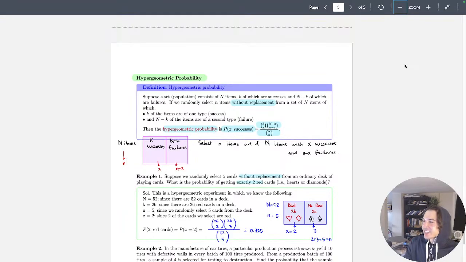So, hypergeometric probability. Suppose a population consists of N items, K of which are successes, and N minus K of which are failures. If we randomly select n items without replacement from a set of N items, of which K of the items are of one type, success, and N minus K of the items are of a second type, failure, then the hypergeometric probability is the probability of x successes equals K choose x times N minus K choose n minus x over N choose n. Big N choose little n.